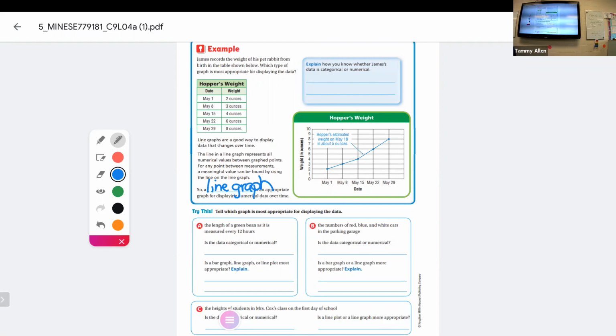So as we take a look at the next example, the length of a green bean as it is measured every 12 hours. Is this categorical or numerical data? Showing change over time, would we make a bar graph, a line graph, or a line plot? Change over time. A line graph. And why are we using a line graph? It is showing change over time.